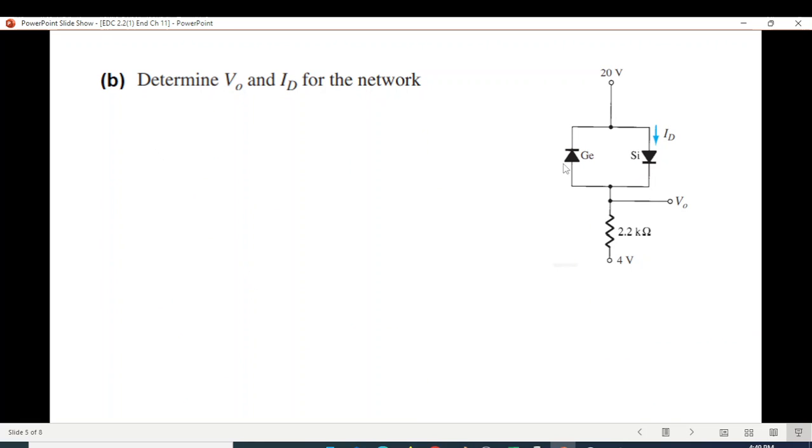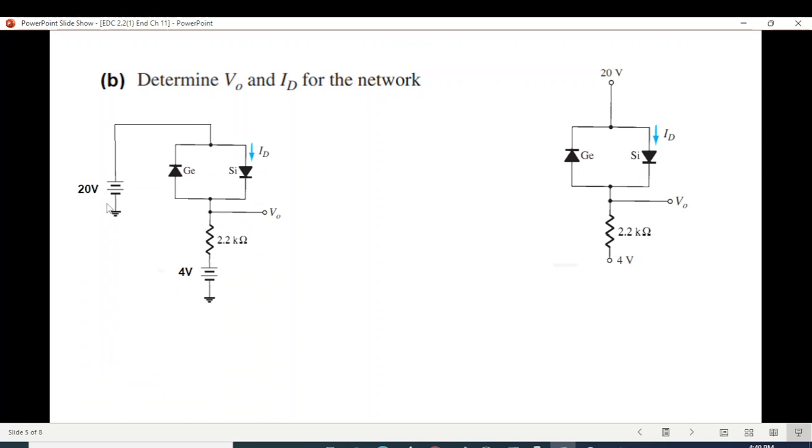Okay, now part B is this question. Here we have the germanium diode and silicon. This requires 0.3, this requires 0.7. First of all, let's connect the batteries. So 20 volt at the top and plus 4 at the bottom connected.